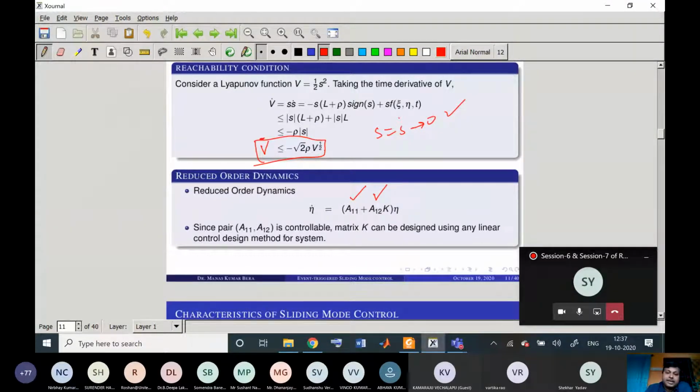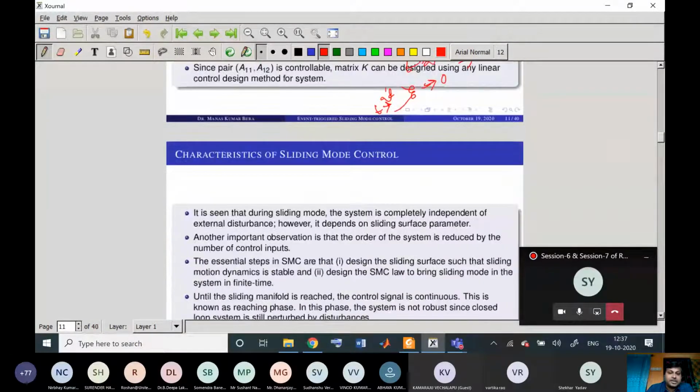And means we can say that eta is going to be 0 as t tends to infinity. If eta is going to be 0 as t tends to infinity, it can be shown that zeta is also going to be 0, limit t tends to infinity. Okay, and if eta and zeta both are going to be 0, then definitely we can say that the x is also going to be 0 as t tends to infinity, means we are asymptotically stabilizing the states of the system even if the disturbance is present.